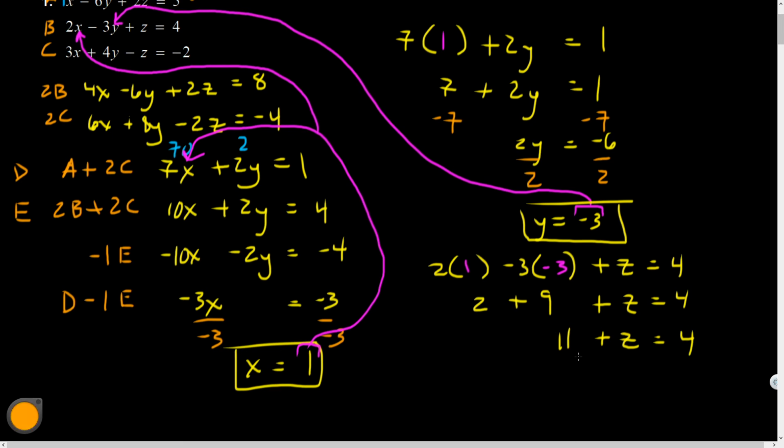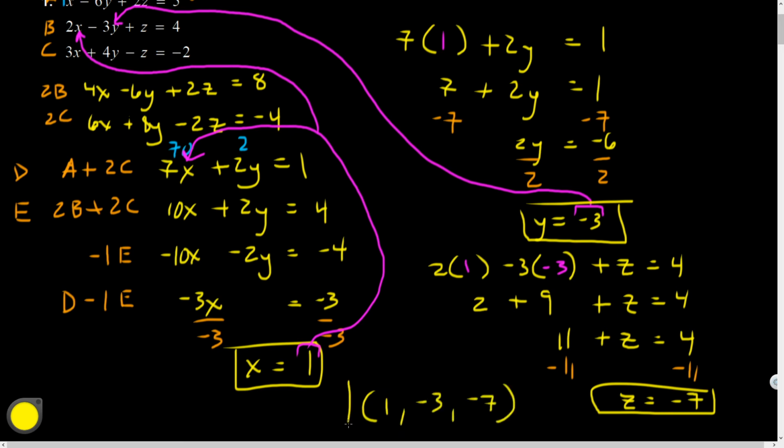And I get, subtract 11 from both sides. And I get z equals, what's that, negative 7. And so there you go. My ordered triple is 1, negative 3, negative 7. Make sure you just write it in alphabetic order. Alphabetic order. Boom, boom, boom.